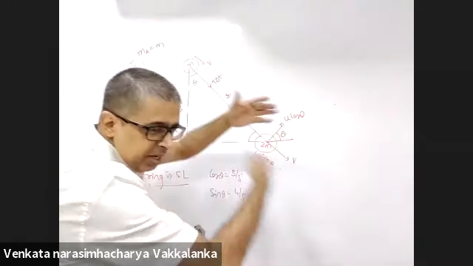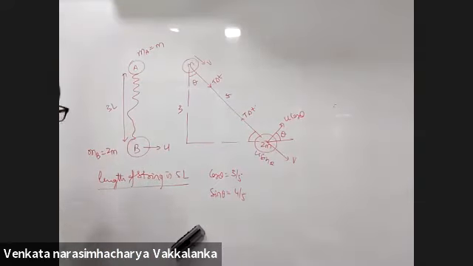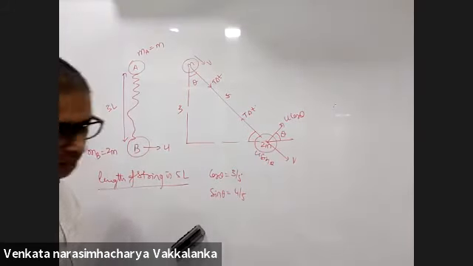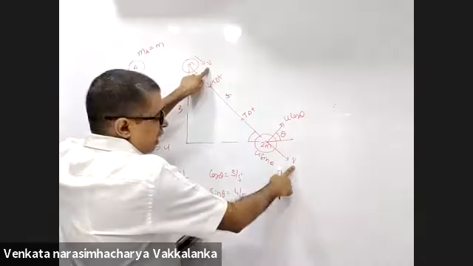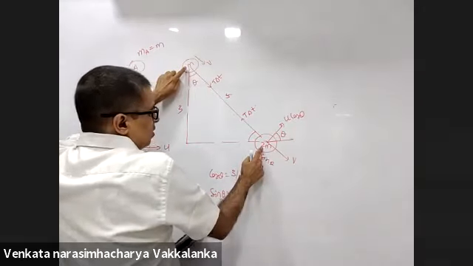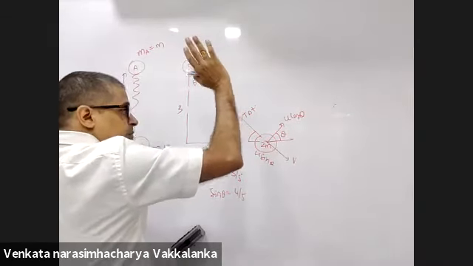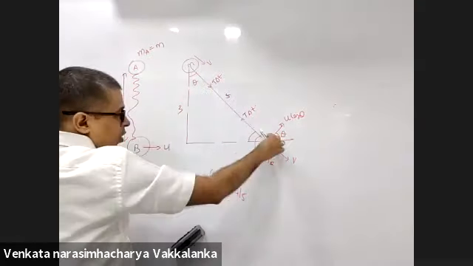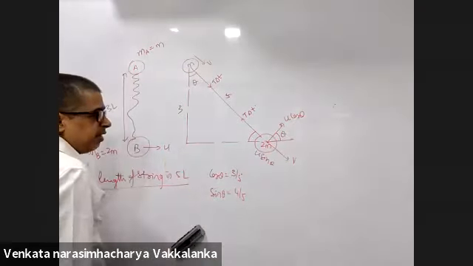I can conserve momentum in any direction. There is no external force. Taking both as one system, I can conserve linear momentum in any direction. I would prefer along this direction because I need these both velocities. I can conserve momentum in any direction, but I will be conserving momentum along this. Why? Because we need these both velocities. This velocity I know already.